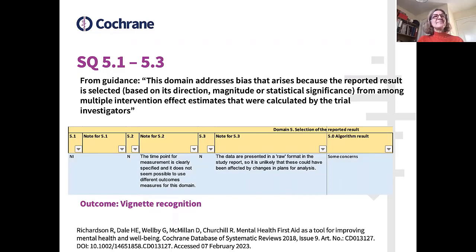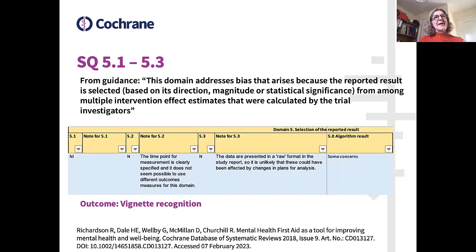As it's not published, I'm showing you the Excel spreadsheet, which is where you could enter your judgments. It's not published. We haven't got the proper table yet. So what we say here, so the outcome is around whether people can recognise a mental health condition from a vignette. So we argue that there is only one kind of outcome measure for this particular domain. So we're saying that it's not possible that they selected a different outcome measure.